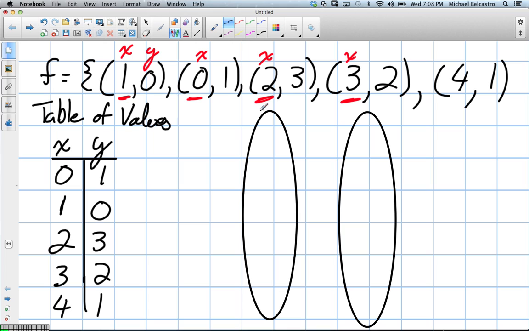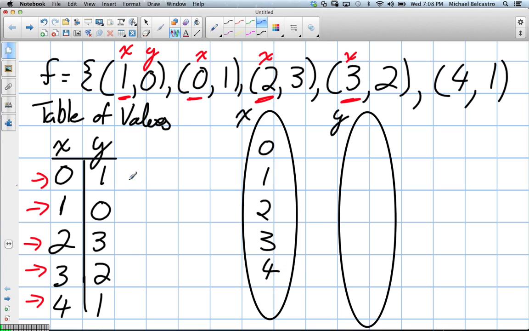The mapping diagram deals with, again, x and y values, but there's no duplication with numbers. Okay. Well, if we look in the x's, there is no duplication. Everything is just written in order, 0, 1 to 4. So we would write the exact same idea. We have 0, 1, 2, 3, and 4.